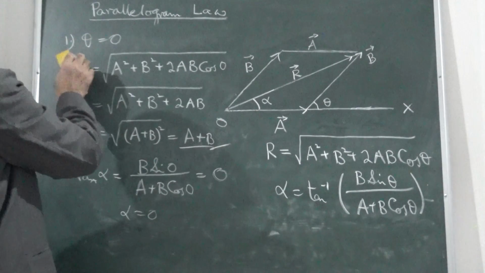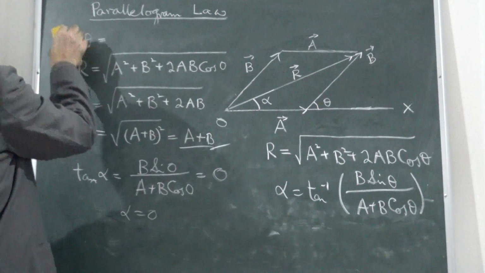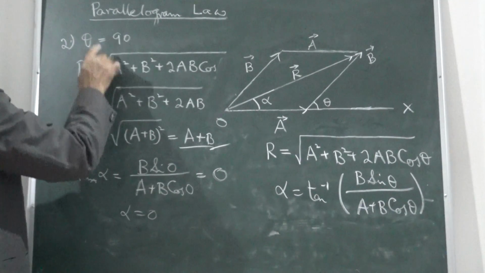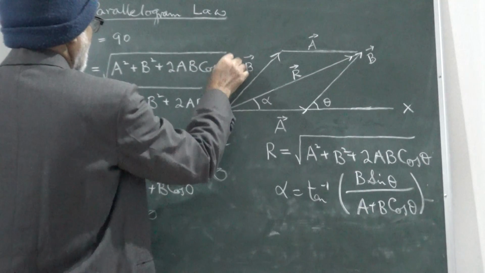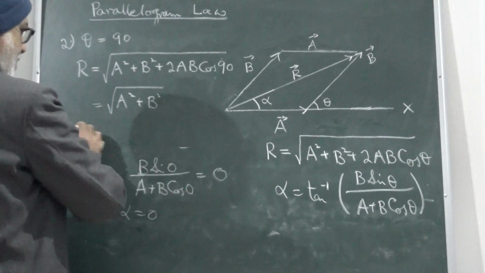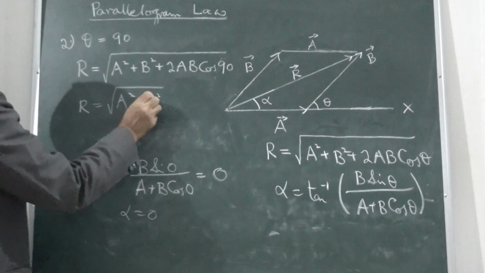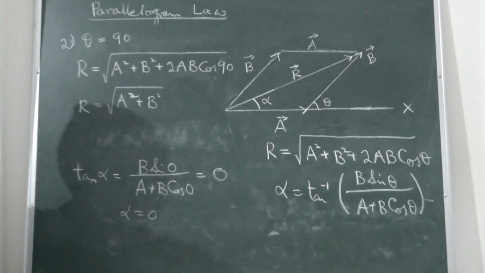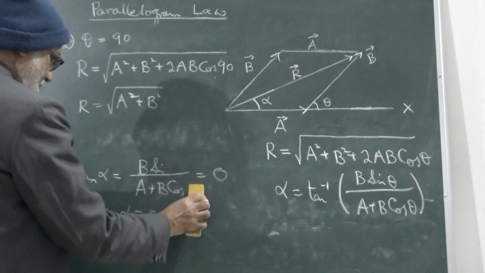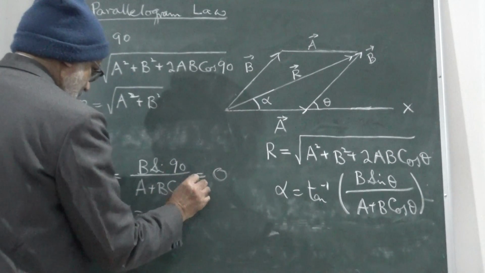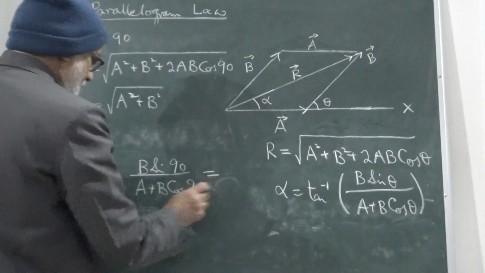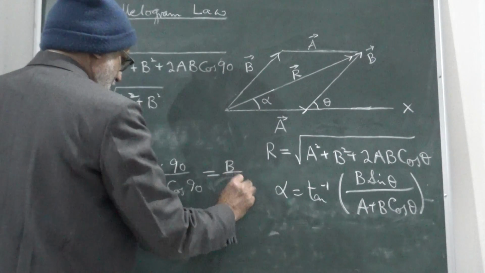Now in the next case, say theta is 90 degrees. So the resultant will be square root of A square plus B square plus 2AB cos 90. And we know that cos 90 is 0, so this term will be 0. So the resultant is given by square root of A square plus B square. Geometrically, this means this, and this is 90 and this is also 90. So the angle is 90, and cos 90 is 0, sin 90 is 1. So it gives you sin 90 is 1, so it will be B over A.